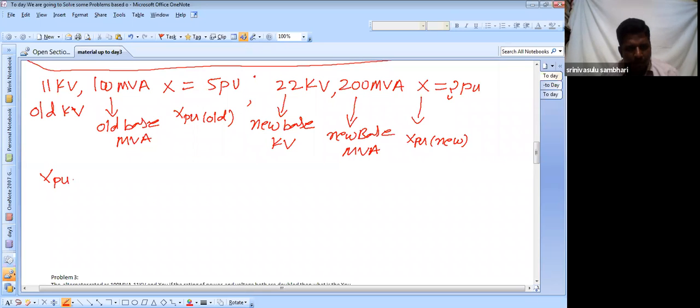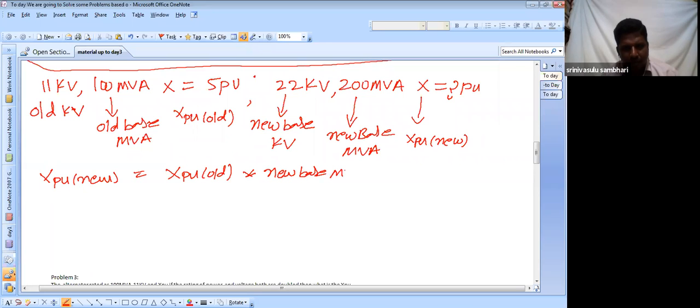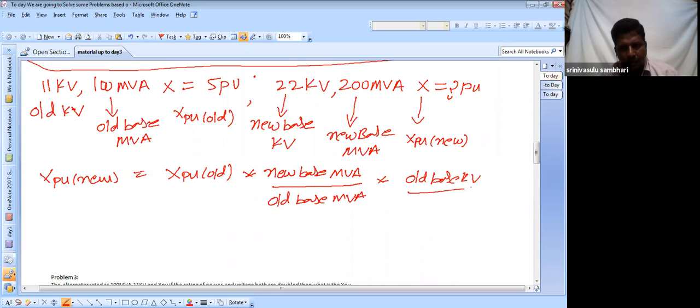X per unit new is equal to X per unit old into new base MVA by old base MVA, into old base kV by new base kV, whole square. Okay, now here I am substituting.